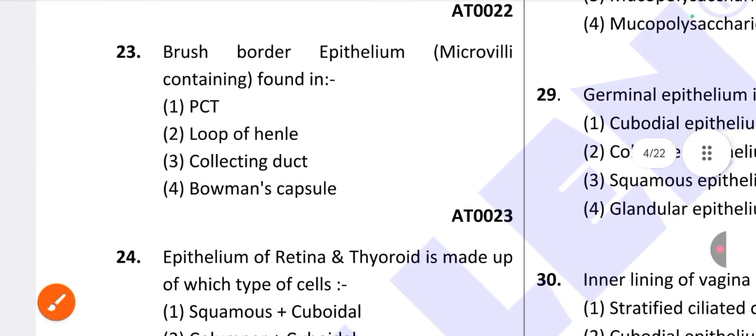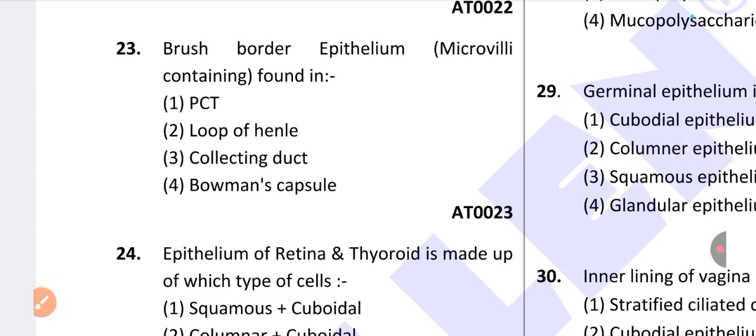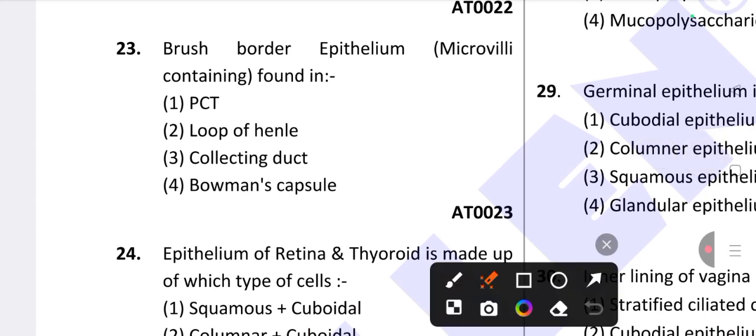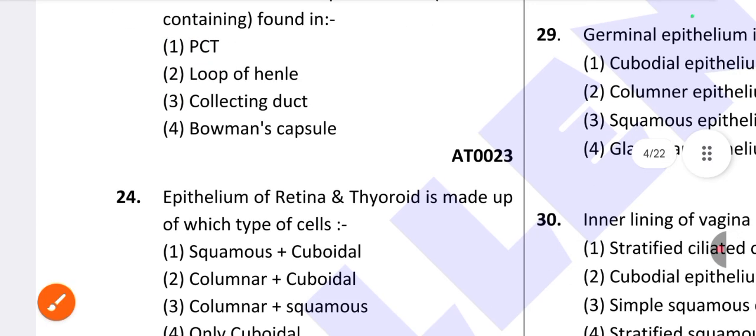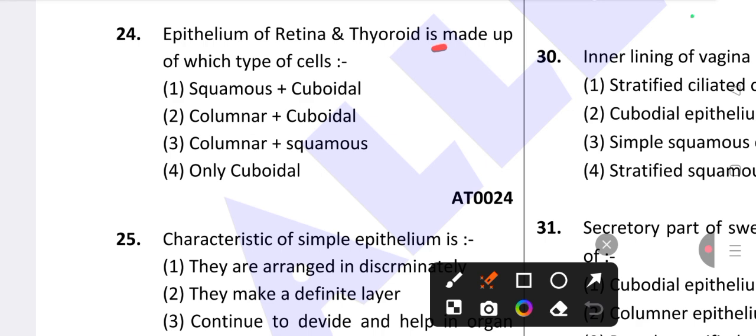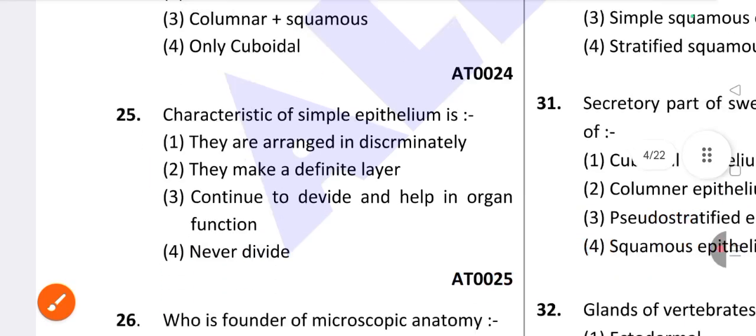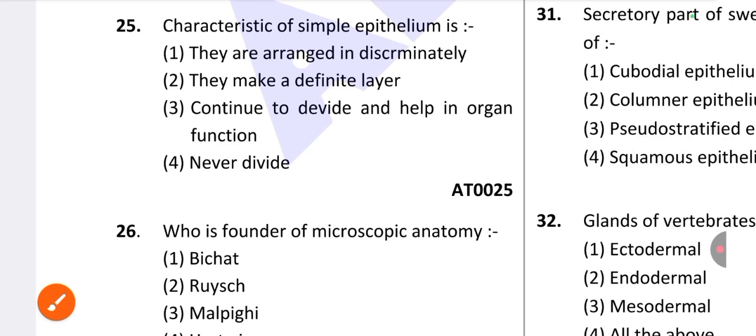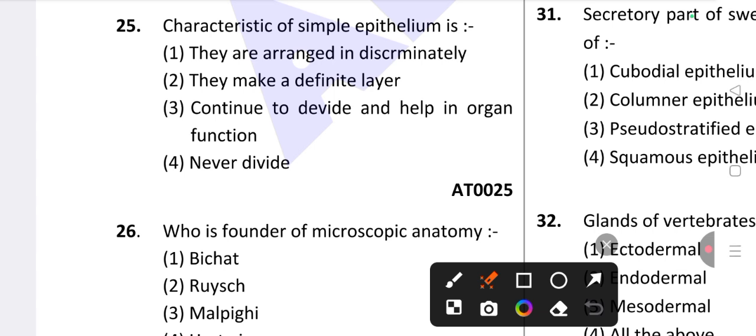And the next, 23rd question, brush border epithelium, that is, where we can see the microvilli. Answer is option 1, PCT. We can see it in the kidney. And next, 24th question, epithelium of retina and thyroid is made up of which type of cells? So which type of cells can we see in retina and thyroid? So we can see only cuboidal type of cells. Next, 25th question. Characteristic of simple epithelium is, so what is the characteristic of simple epithelium? It is that they make a definite layer. So the answer is they make a definite layer.